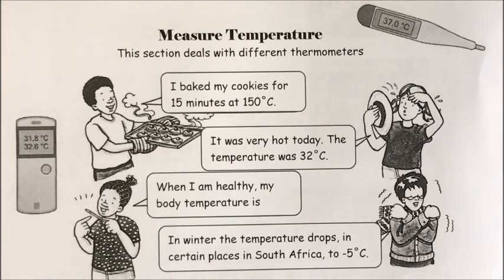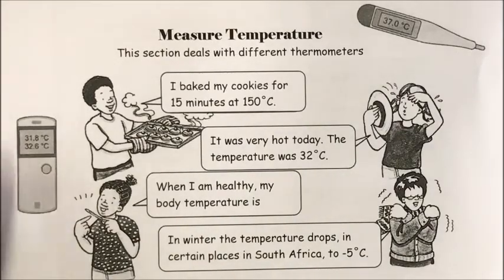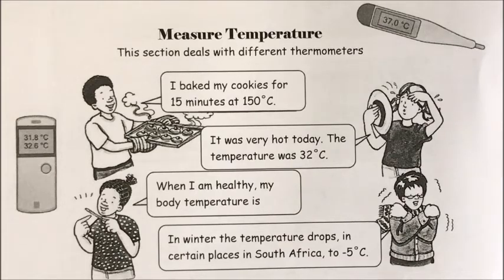You have now pasted this explanation page in your books. You're welcome to get out a highlighter and then you can highlight while you watch the video. So as we start, the heading is measure temperature. This section deals with different thermometers. Okay, and you will see there's two examples on the page itself. The one is where you measure your fever, and then we also have, it looks like a remote of an aircon here on the left hand side, showing us two temperatures, 31.8 degrees Celsius and then 32.6 degrees Celsius.